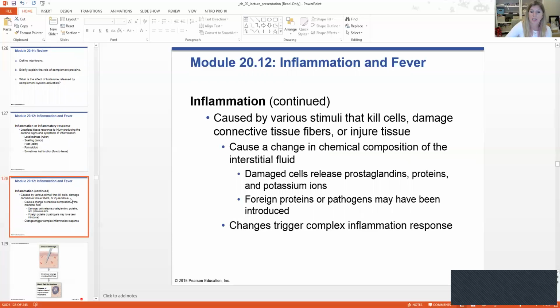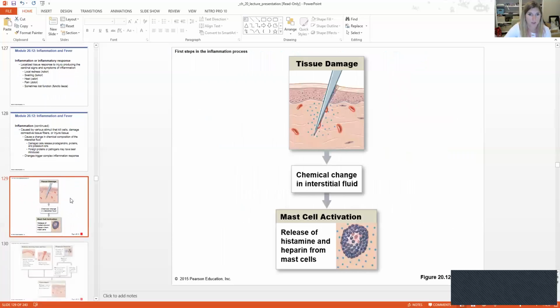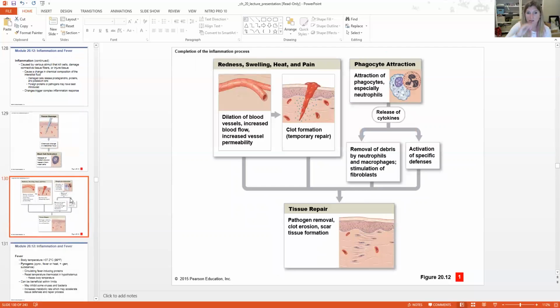This is going to trigger a complex inflammatory response. So we have tissue damage. This is because those cells have been ruptured. Those cells are going to release chemicals. The chemicals trigger mast cells to be activated. Mast cells will then release histamine and heparin, and the histamine and heparin are going to bring about this inflammatory response. You're going to get the redness, the heat, the swelling, the pain, as well as the attraction of phagocytes because of the release of cytokines, basically those cell messengers saying, hey, we need some help over here, we have some damage, etc. Eventually the tissue is repaired, the scar is formed, etc.